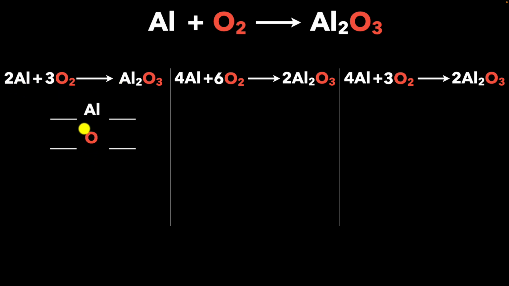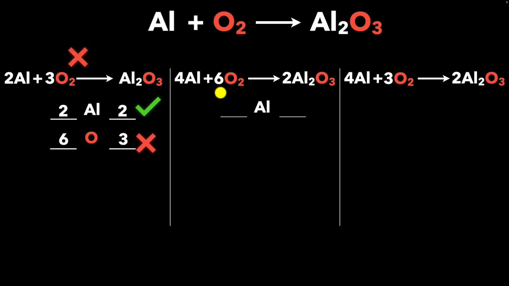So let's keep count of their atoms. If we start with aluminium, on the left side, how many do we have? Well, 2 times 1 is 2. And on the right side, we have 1 times 2 is 2. Works out. What about oxygen? Well, on the left, we have 3 times 2, which is 6. And on the right side, we have 1 times 3, which is 3. It doesn't work out. This equation is not balanced.